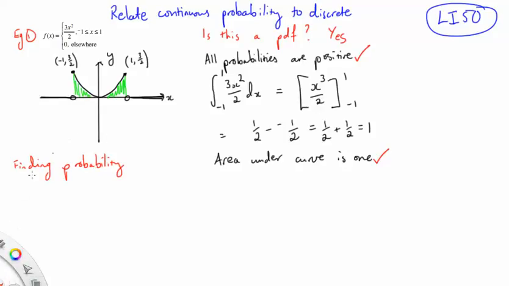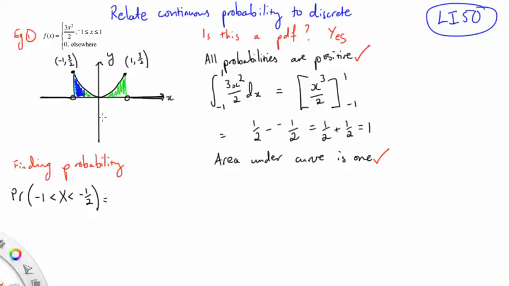Let's find the probability that x is between -1 and -1/2. So in other words, we're finding the probability that it's between -1 here and -1/2 about there. So we're finding the probability it falls within that interval, and we integrate across that interval. That's how we find the answer.